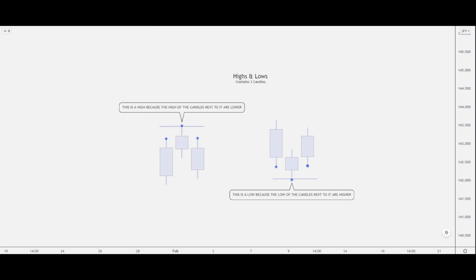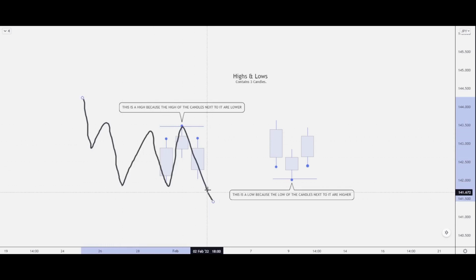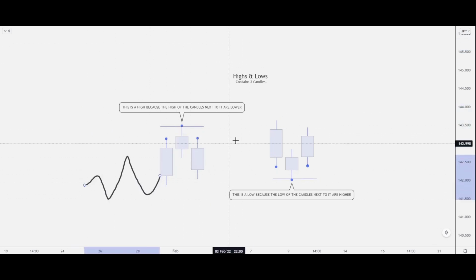If you look closely, this is the high because the highs of the candles next to it are lower. So you've got to think, if the market was going down like this, this would be a low because the candles next to it, sorry, this would be a high because the candles next to it are lower.